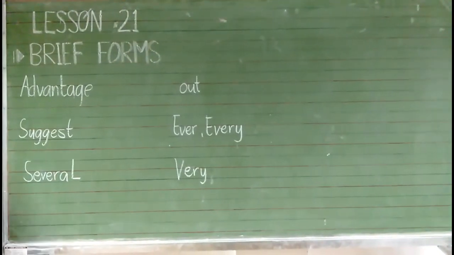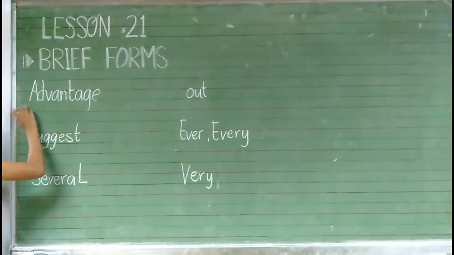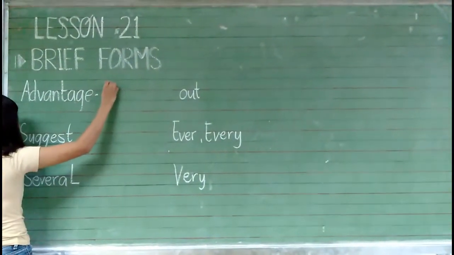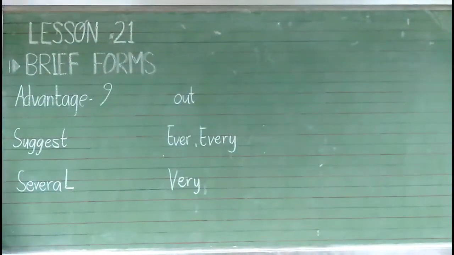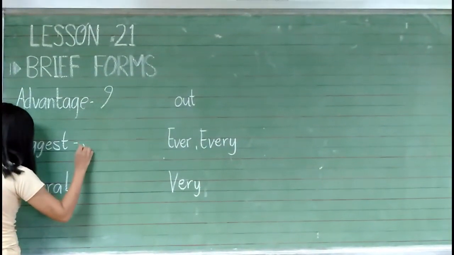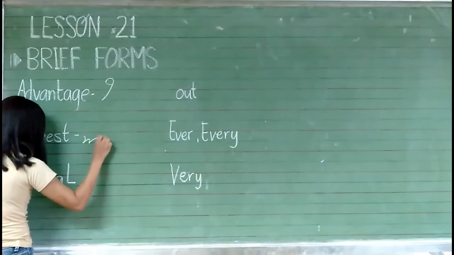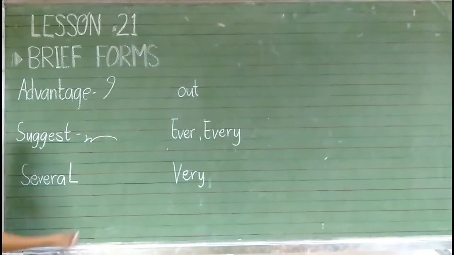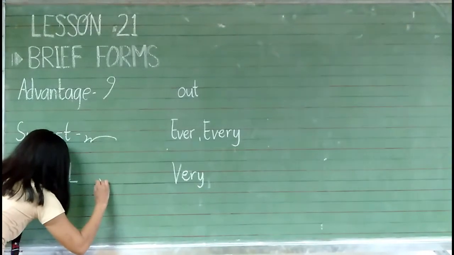Lesson 21, under Principle number 1, there are new sets of brief forms. First is advantage. It's represented by A stroke and V stroke. Second is suggest. It's represented by right S, OO, and G stroke. Third is several, represented by right S, E, and V stroke.